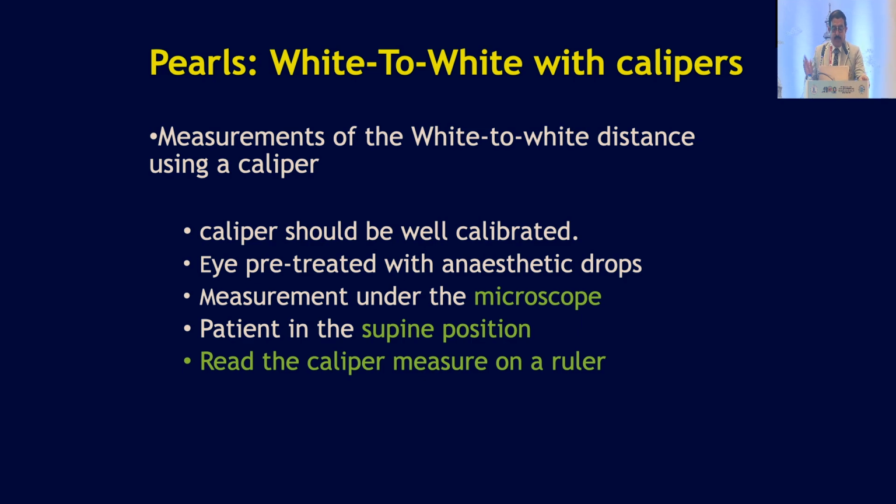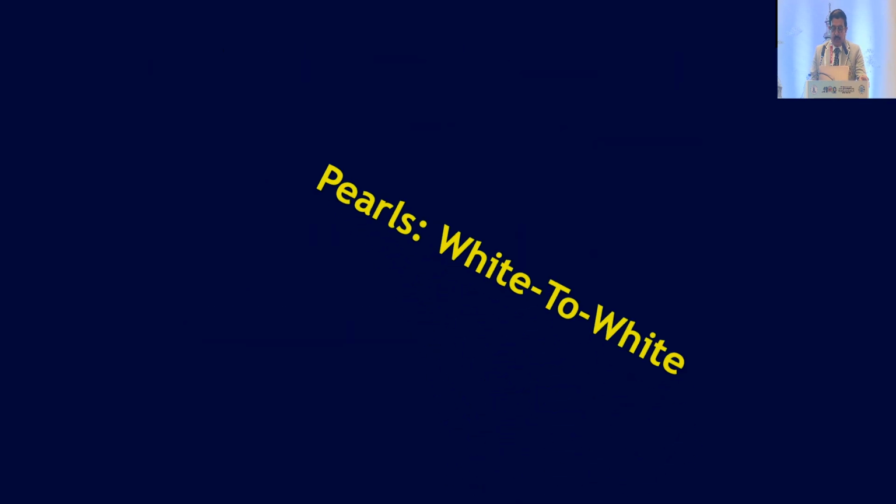Patient needs to be in supine position. It is best to have a caliper measurement with the operating microscope in the OR room. However, certain very experienced surgeons do take it on the slit lamp, and if there is a proper predictability, one can go ahead with that as well.